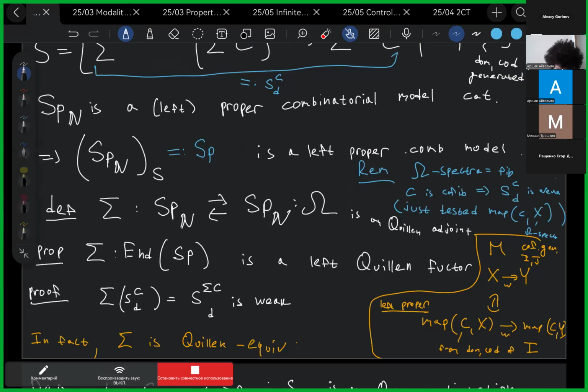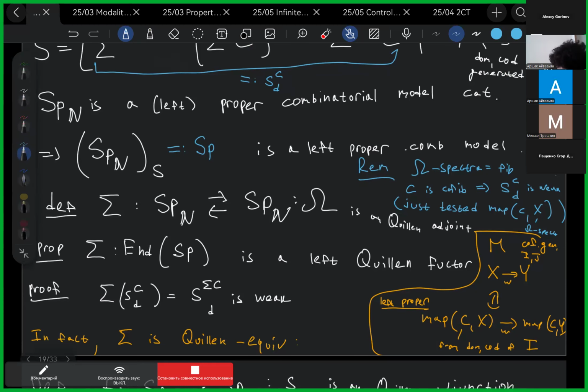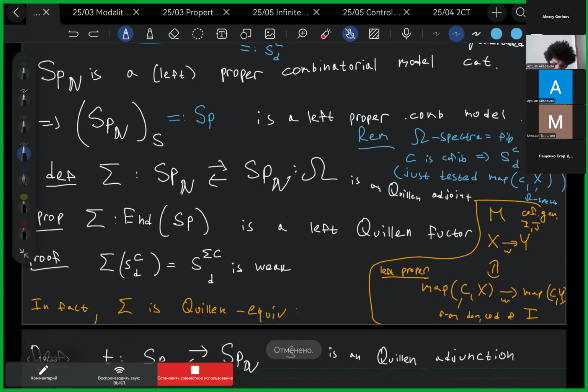I will denote the model structure on the category of sequential spectra just like this by default, and stable model structures like this. When I write this somewhere, I mean sequential spectra with a stable model structure. So this functor is left, and moreover it is a left Quillen functor with respect to stable model structures. By the universal property of left Bousfield localization, we just need to show that it preserves equivalence.